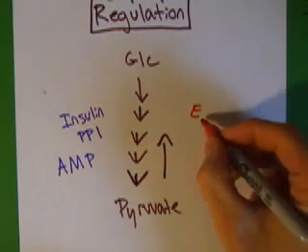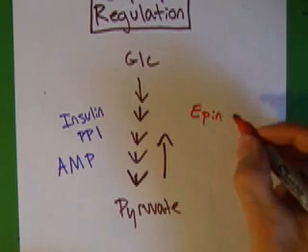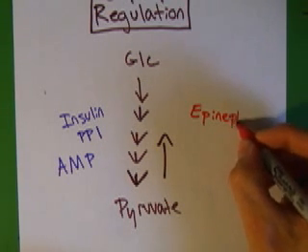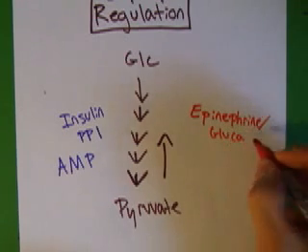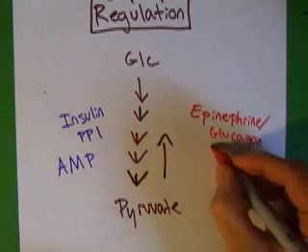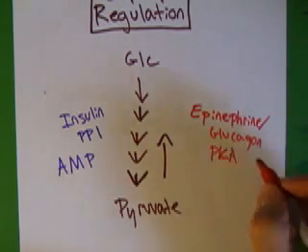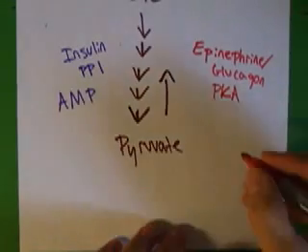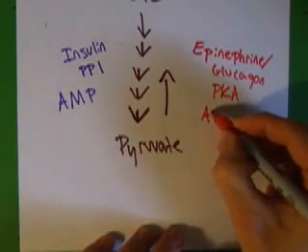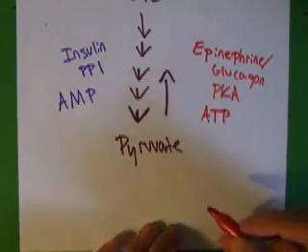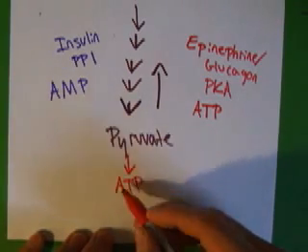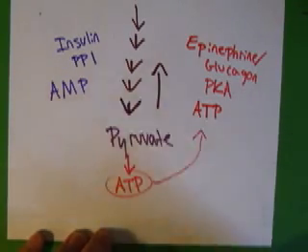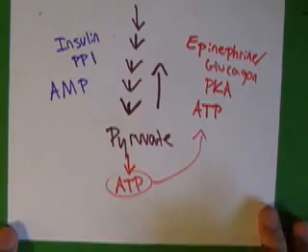On the other hand, the things that slow it down: epinephrine or glucagon, associate both with PKA, and ATP as well. So remember, the whole point of this is to make ATP. So if you've already made ATP, you can stop making more ATP.